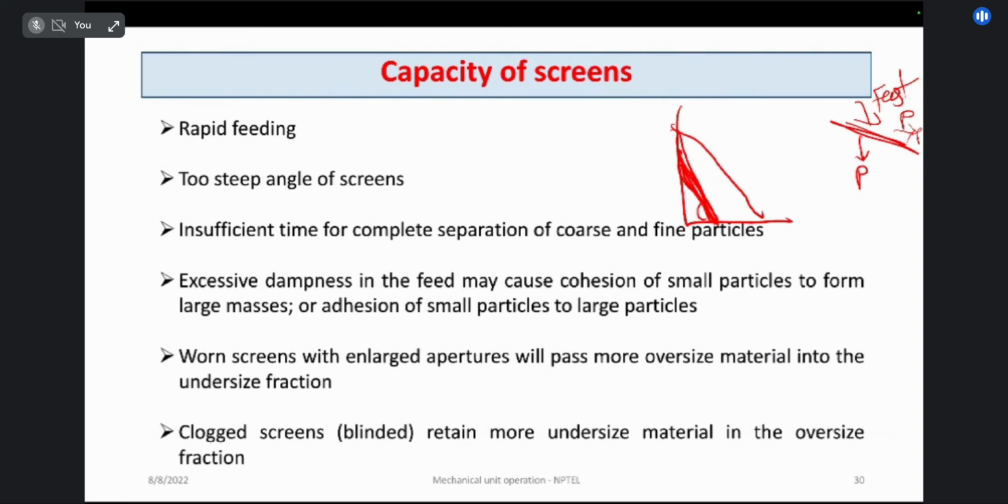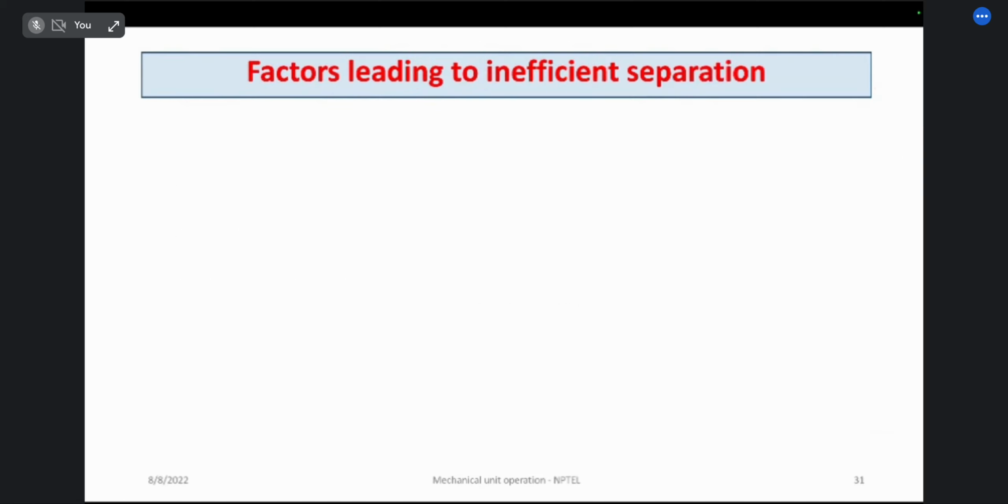Now sometimes your screen is worn, and then you also create a problem. Sometimes your screen will be blind because of some undersized or oversized material. Undersized material goes into the oversized material and it is blinded. So there are many reasons, and in order to determine your capacity, you need to focus on this kind of factors. Now for efficient separation, which are the different factors which we have to understand?